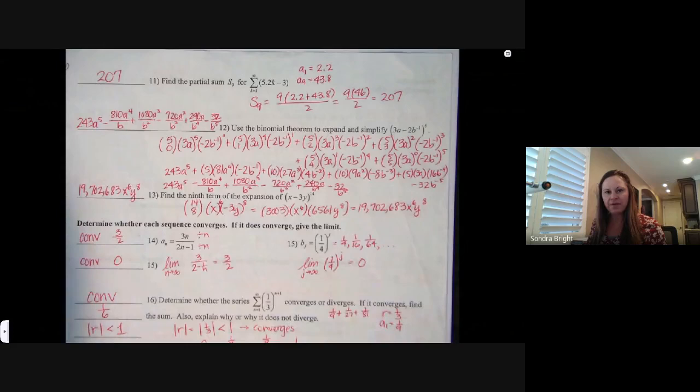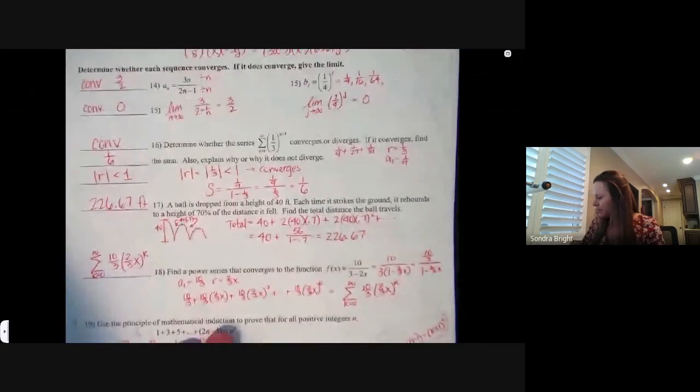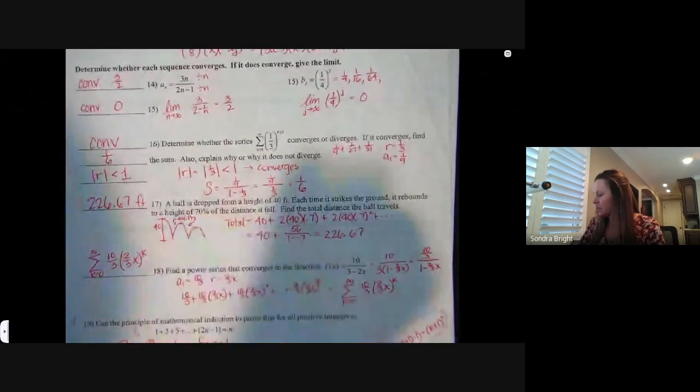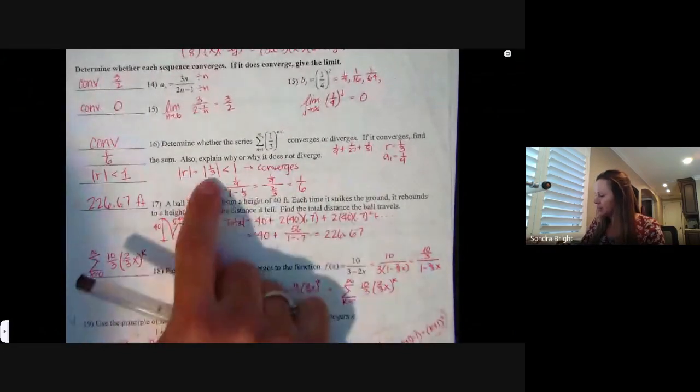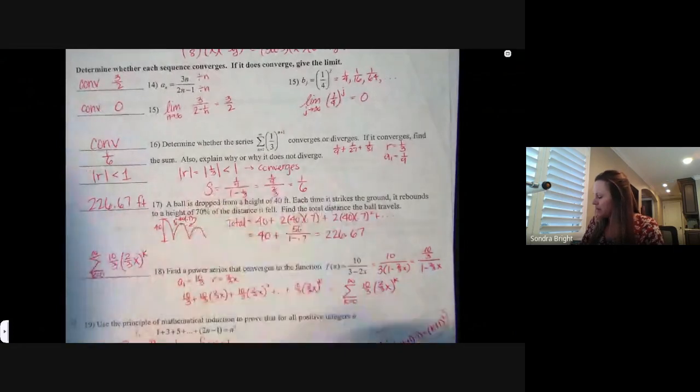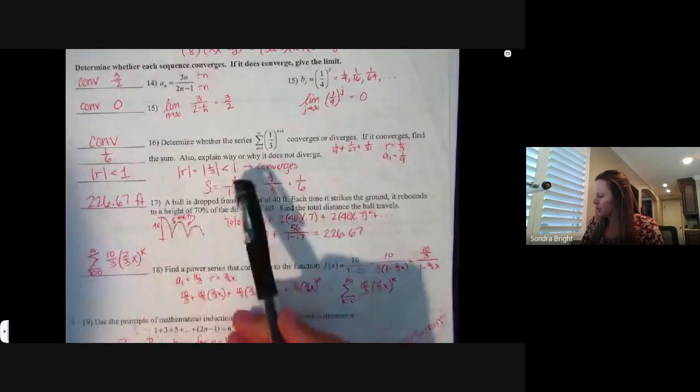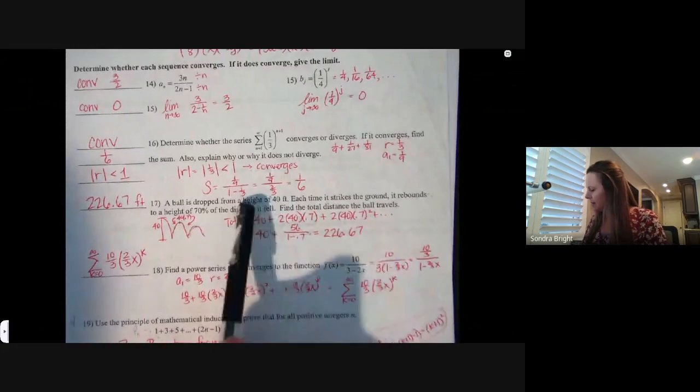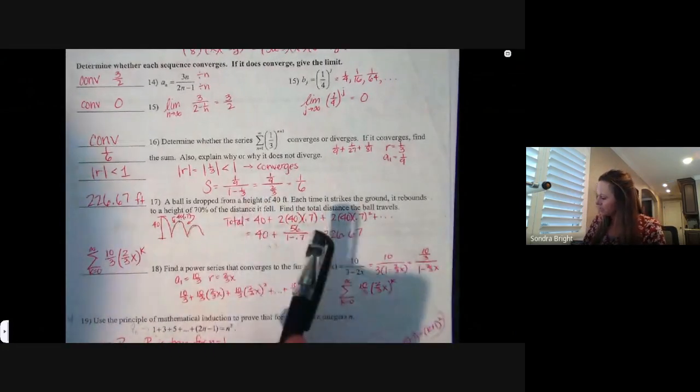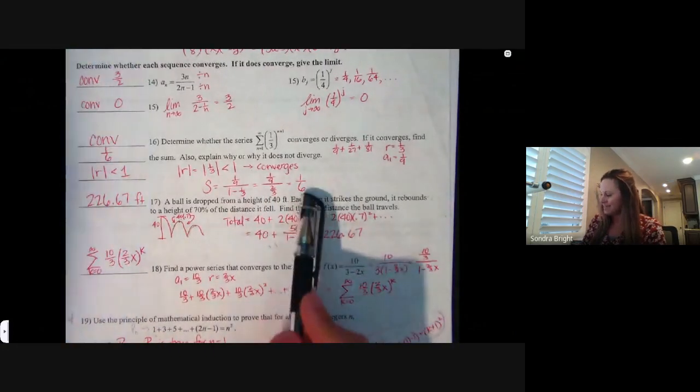Determining whether this series converges or not, well, your common ratio is 1/3. That is less than 1, so it definitely converges, and it's geometric, and so it converges to the sum of 1 over 9, which is your first term, over 1 minus the common ratio, and so you end up with 1 over 6. And why does it converge? Because the common ratio is less than 1. That's what we're looking for there.